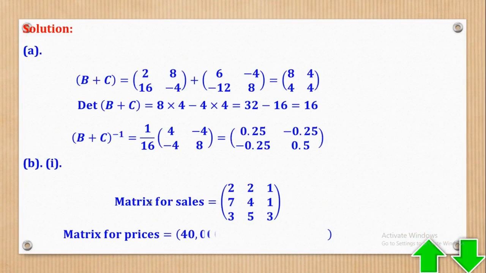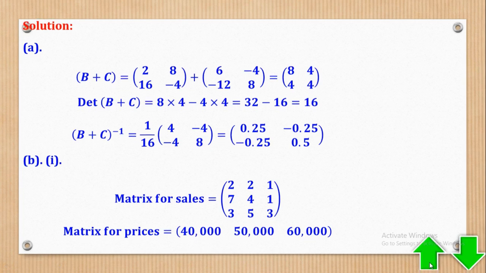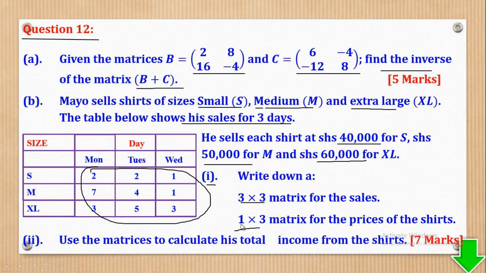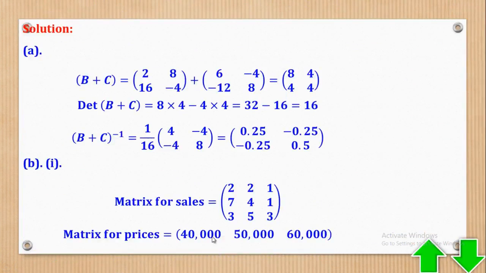Then next was the matrix for the prices. So for the prices, remember they said 1 by 3, so 1 row and 3 columns. So this is for price for small, price for medium, and price for extra large. So that was Roman 1. Now Roman 2, they wanted you to use matrices to calculate his total income from the shirts. So before we go to Roman 2, let's first see marks for this slide.